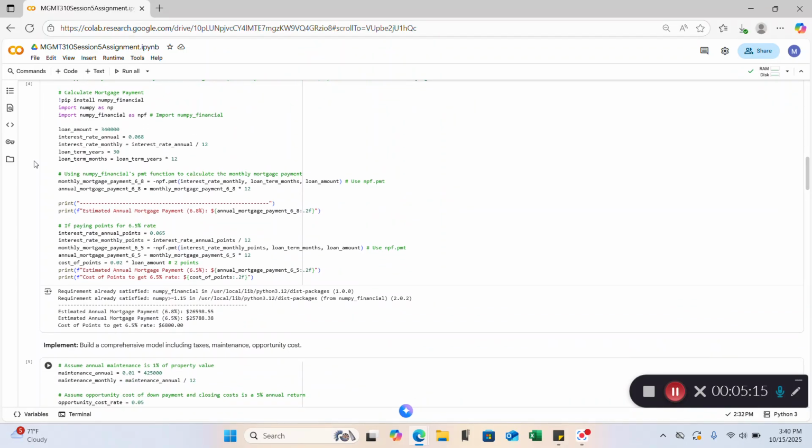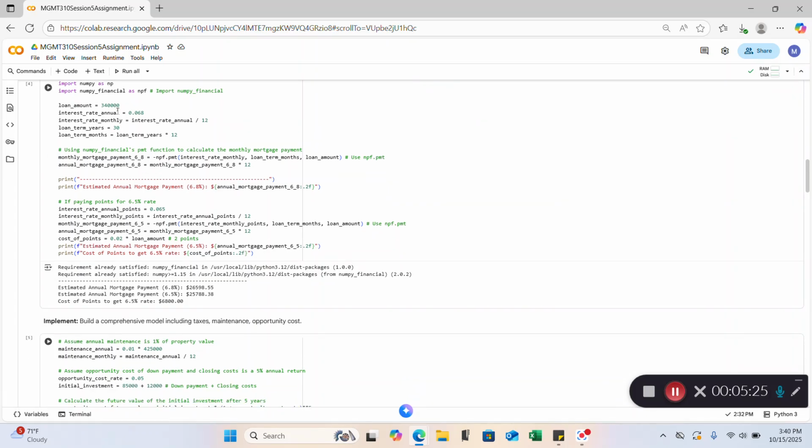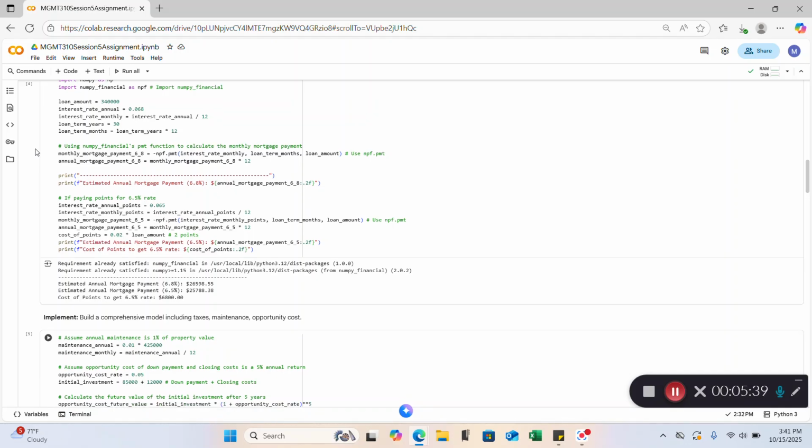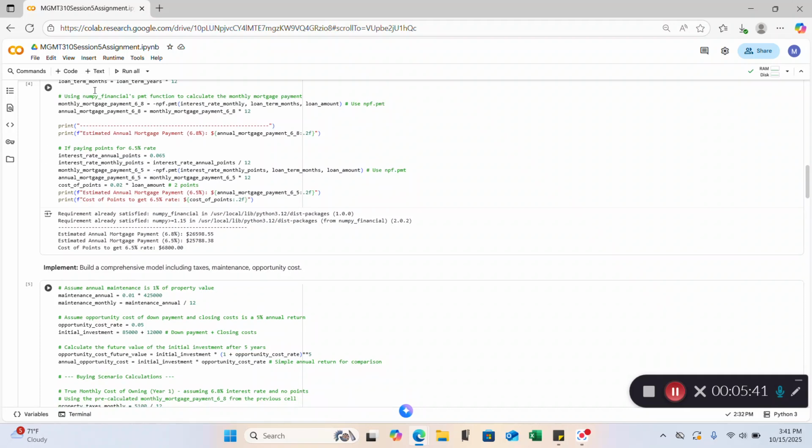So with the actual calculation of this mortgage payment, we have to first install NumPy Financial, so we can have the NumPy packages that you use. Like here, we had our loan amount listed, the interest rate being 6.8%, and our monthly interest rate being that annual interest rate divided by 12, with the loan term years being 30, as previously mentioned, as well as our loan term months, being the years times 12. So we move on to using NumPy Financial in order to calculate our monthly payment. It spits out the estimated annual mortgage payment at 6.8%.